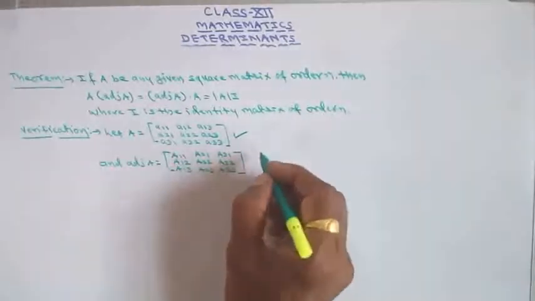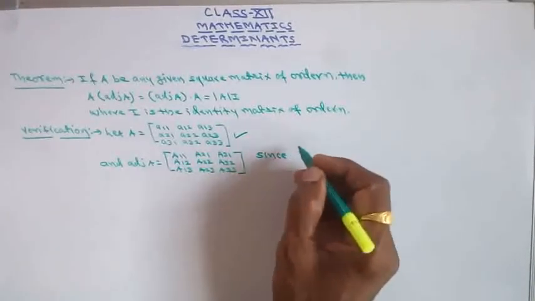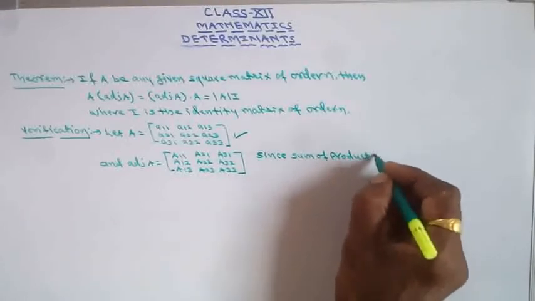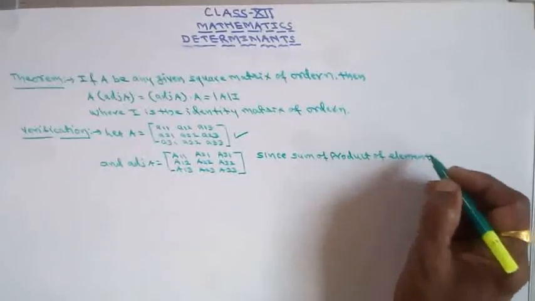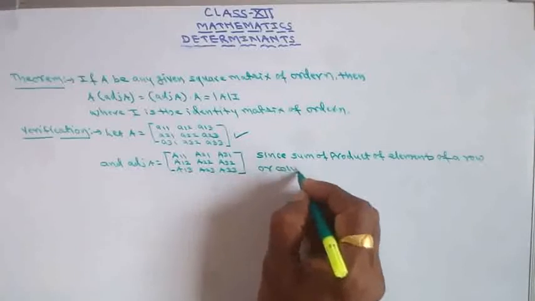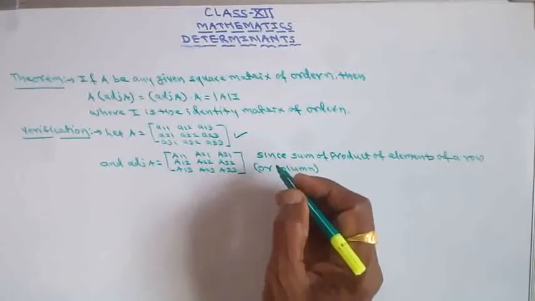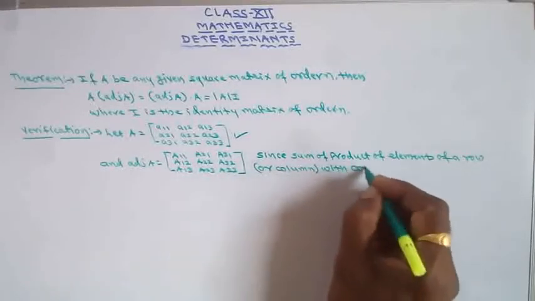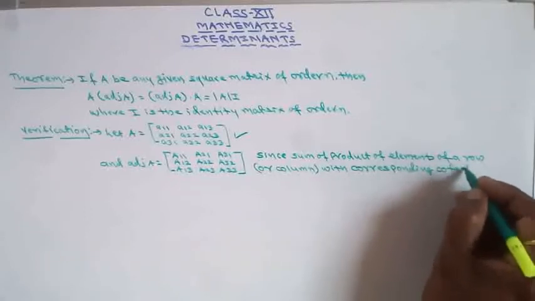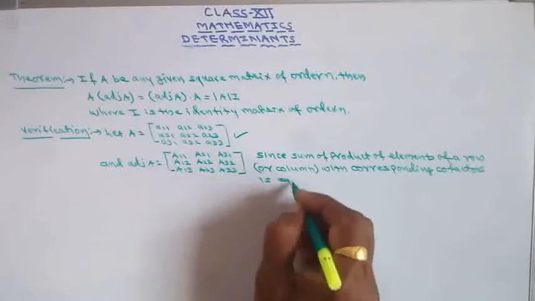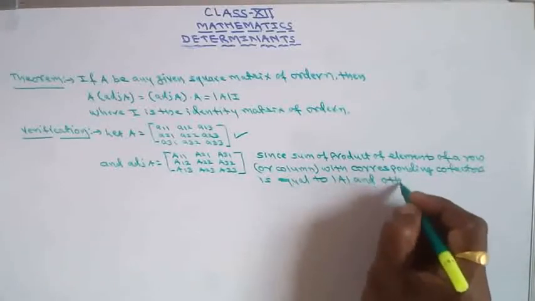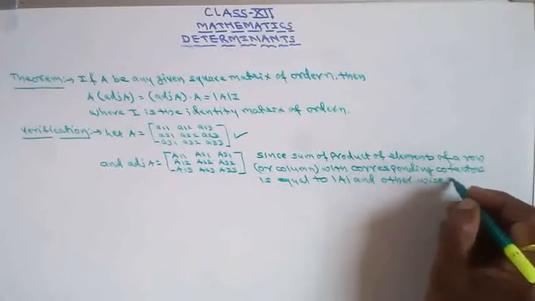Okay, since the sum of products of elements of a row or column with corresponding cofactors is equal to determinant of A, and otherwise 0. This we have learned.